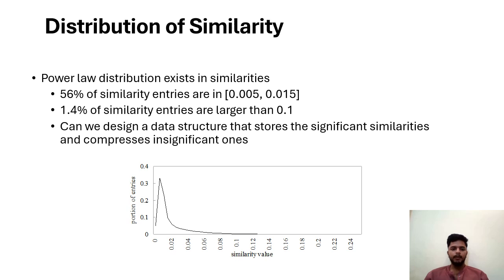Distribution of similarity. A power law distribution exists in similarities. 56% of similarity entries are in 0.005 to 0.015. 1.4% of similarity entries are larger than 0.1. Can we design a data structure that stores the significant similarities and compresses insignificant ones?